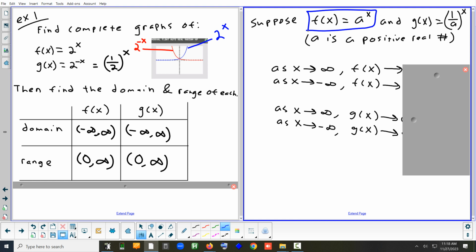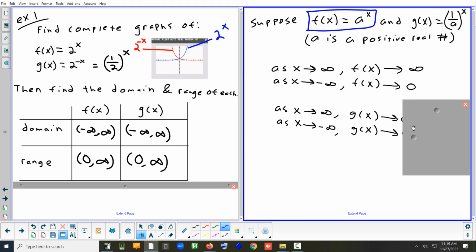As x heads to the right, what does the y value do? It goes to positive infinity. Yep. And still looking at the blue graph, as x heads to negative infinity, where's negative infinity? That's to the left. So as x heads to the left, what happens to the y value on the blue graph? It approaches 0. Yep.